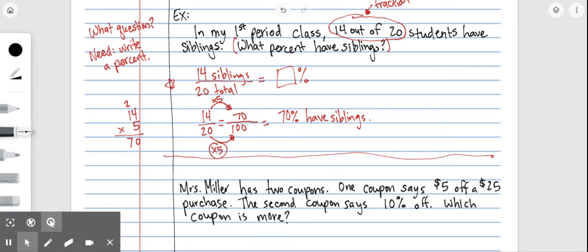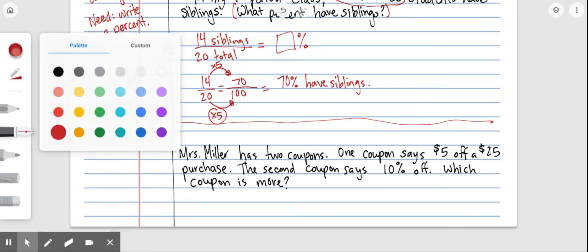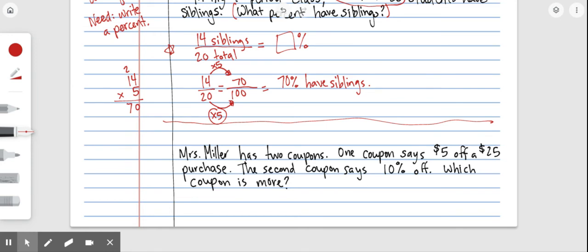Okay, so this problem is, Miss Miller has 2 coupons. One coupon says $5 off a $25 purchase. The second coupon says 10% off. Which coupon is more? So, what's my question here? What am I trying to figure out? Which coupon is more? Awesome.